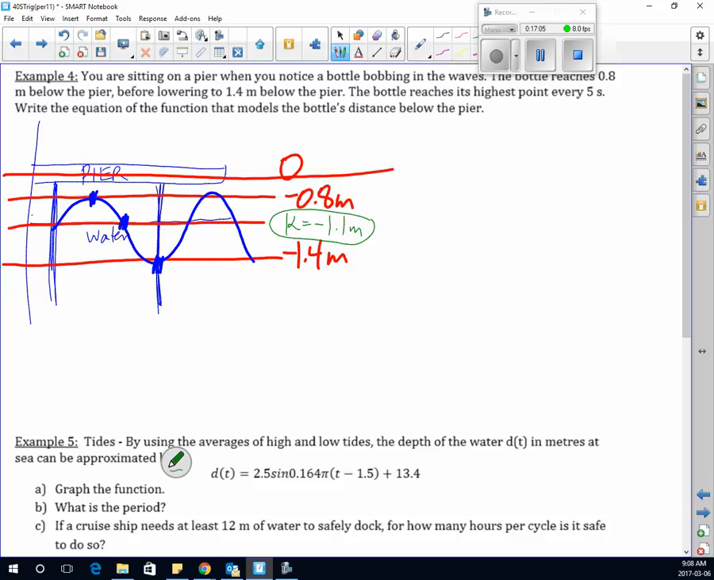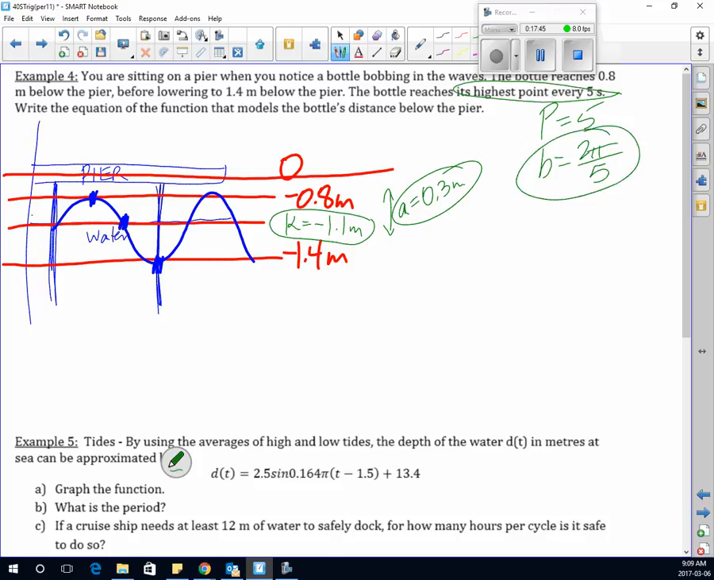Yes? Okay, so what is my amplitude here? 0.3 meters. Remember, it's length, so it doesn't matter about the negative. Okay, so we got the A, we got the K. What are they telling you here? It reaches its highest point every 5 seconds. That's the period. So B is 2 pi divided by 5. Okay, we got my B, got my A, I got my K.